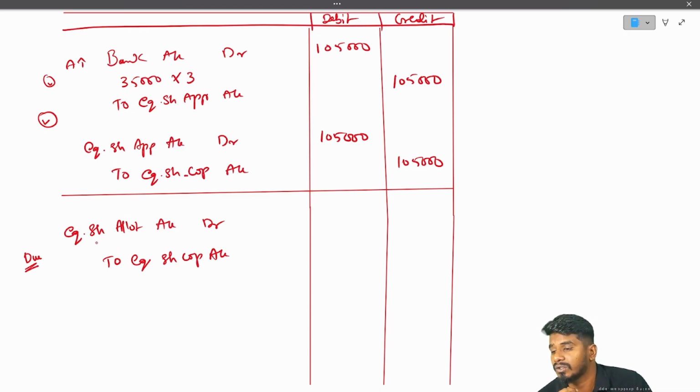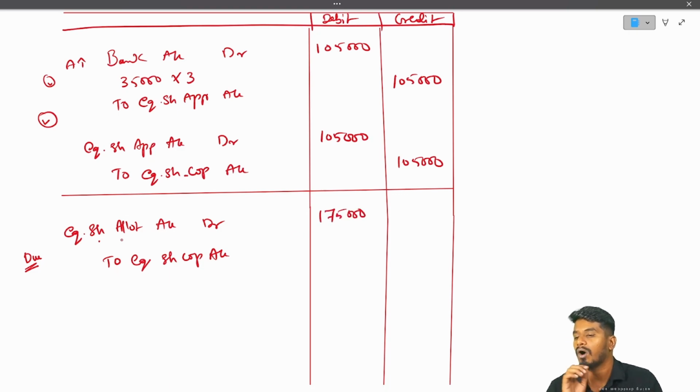So how much? 35,000 into 3 on allotment plus 2. So totally how much would it be? It is 5 rupees, correct? 35,000 into 5 equals 1,75,000.